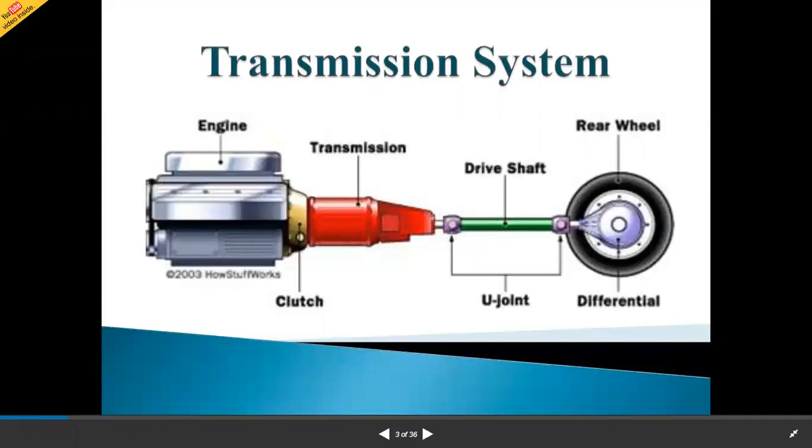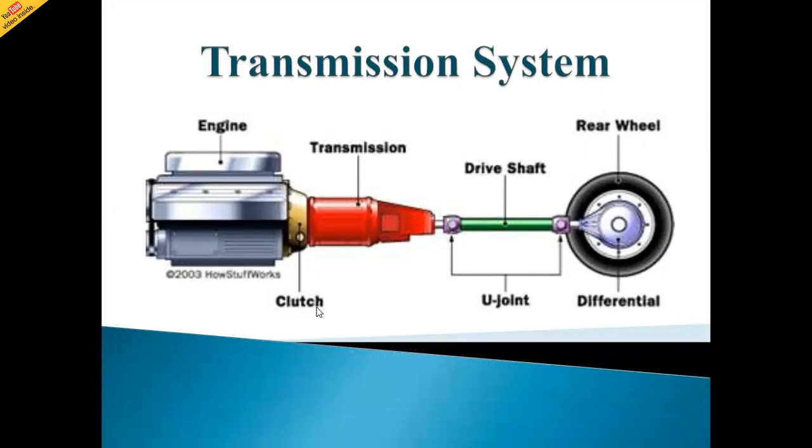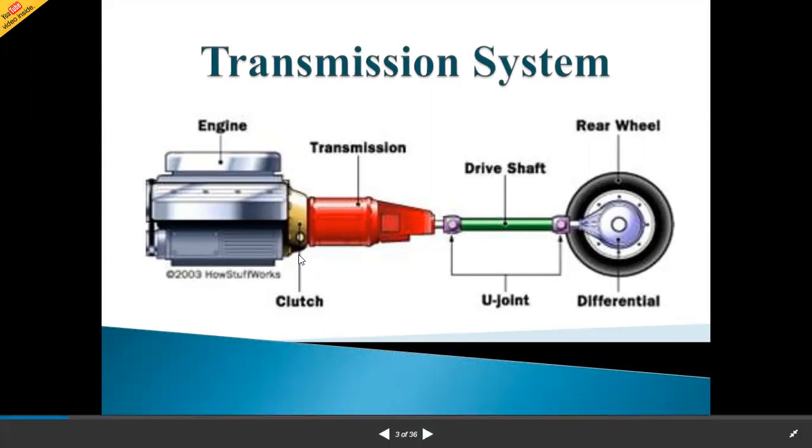If we see the transmission system, it includes the engine, clutch, transmission, drive shaft, rear wheel, and differential gearbox. How does the operation take place? In the engine, we use petrol or diesel that burns, which creates the power that transmits the rotation towards the gearbox. This gearbox is called the transmission in this case. The power is transmitted towards the gearbox or transmission through this clutch.